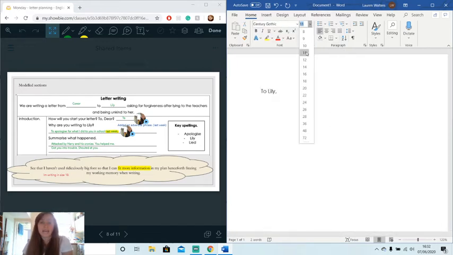Sizing, 10, 11 or 12. No bigger, no smaller, okay? 10, 11 or 12.